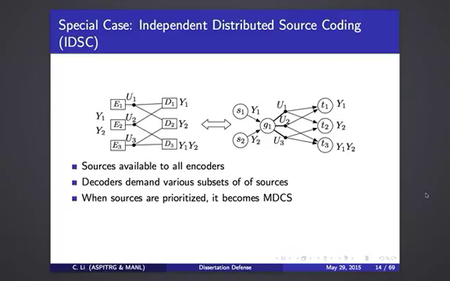The multilevel diversity coding systems, which were talked about in our previous general summation, are actually special IDSC problems, where the sources are prioritized. Like Y1 has a higher priority, which means that the decoder must decode Y1 before it can decode Y2.